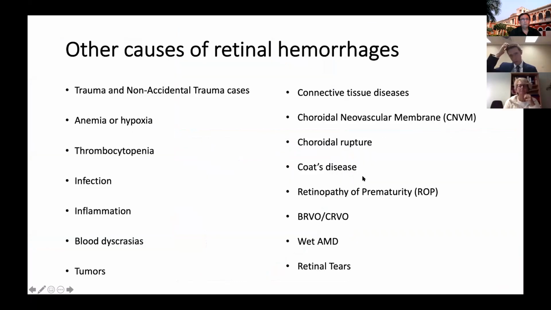So other causes of retinal hemorrhage, as ophthalmologists, important things to keep in mind, and this is not an exhaustive list by any means. Still, what I've been seeing more commonly lately are trauma and non-accidental trauma cases, anemia, thrombocytopenia, infection, inflammation, blood dyscrasias like leukemias, Fanconi anemia, Diamond-Blackfan syndrome, all these other blood abnormalities can cause that. Tumors, connective tissue diseases, Coats disease, ROP, BRVO, CRVO, the blood and thunder, as we get back to that. Wet AMD causing the neovascularization, and retinal tears also can cause retinal hemorrhages, especially if they tear through a vessel.